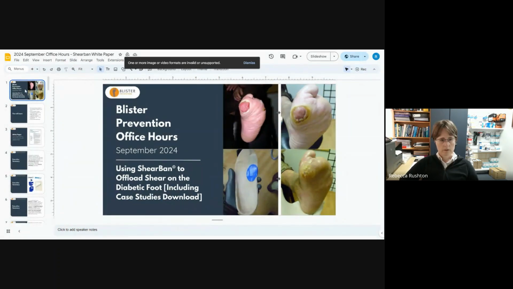Okay. All right. So we're going to look at ShearBan, also known as Engo patches, and as it pertains not so much to blisters but to diabetic foot ulcers.